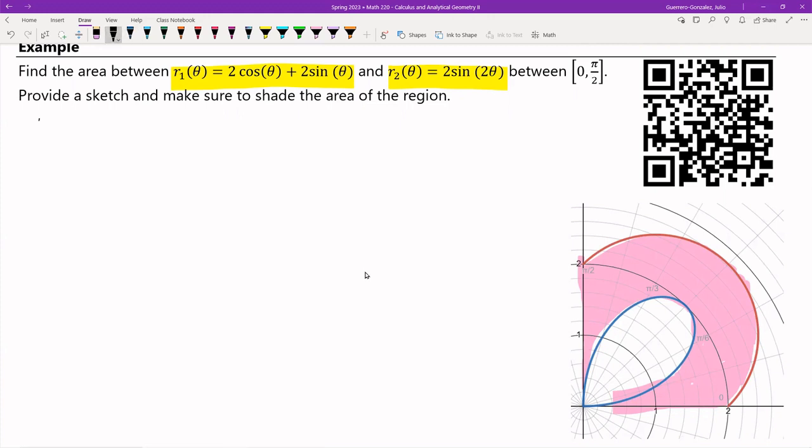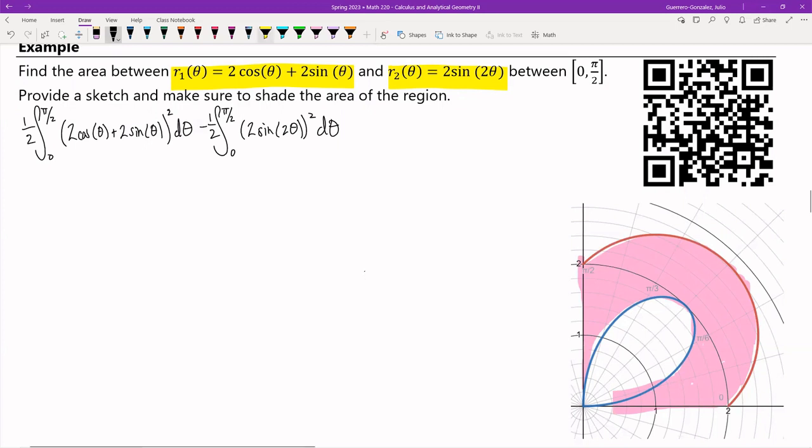So this is going to be equal to the integral from 0 to pi over 2 of my big one. So it's going to be 2 cosine of theta plus 2 sine of theta, squared, d theta, minus the integral from 0 to pi over 2 of 2 sine of 2 theta, forgot the 2, squared, d theta. And look at me go. I forgot the 1/2s everywhere. So remember, it's supposed to be 1/2 times the integral of r of theta squared.